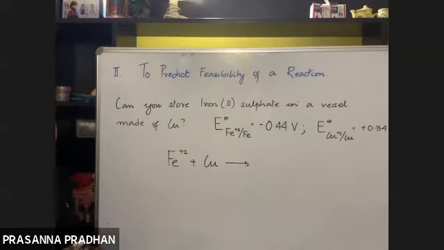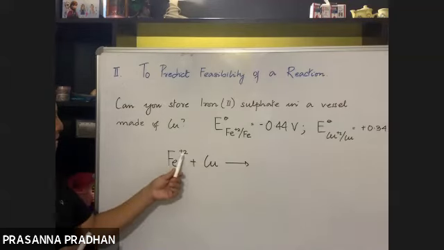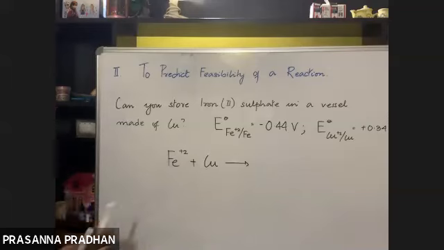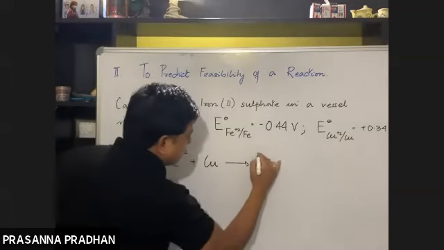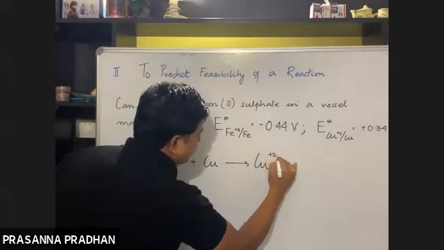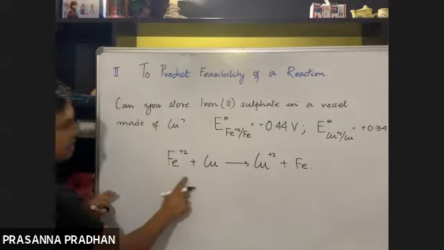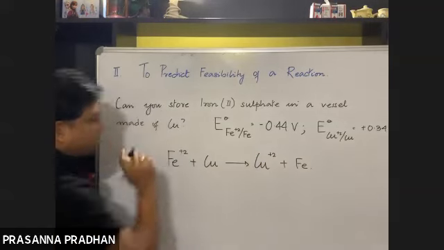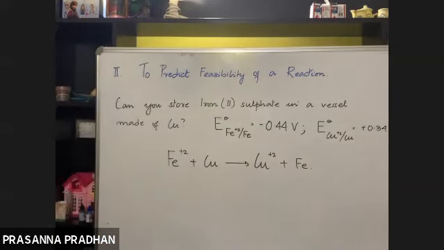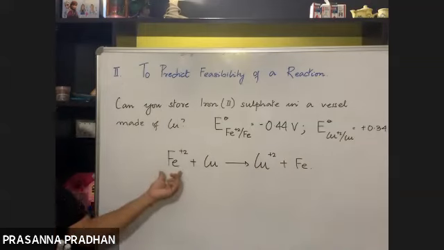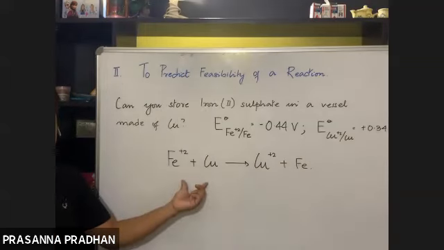Fe²⁺ plus copper. It's a redox reaction. So this will gain 2 electrons, this will lose electrons. So what is going to be the product? The product is going to be Cu²⁺ plus Fe. So one will undergo reduction, the other will undergo oxidation. So you are being indirectly asked whether this reaction takes place or not.